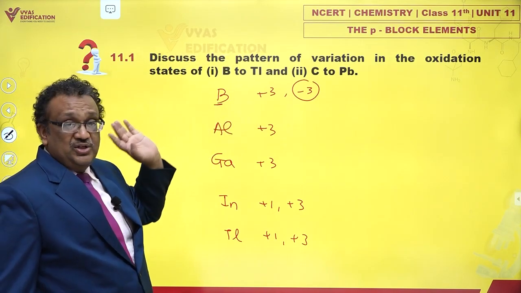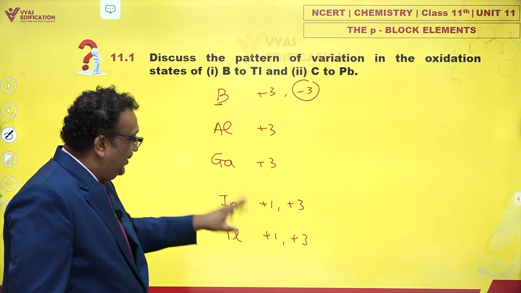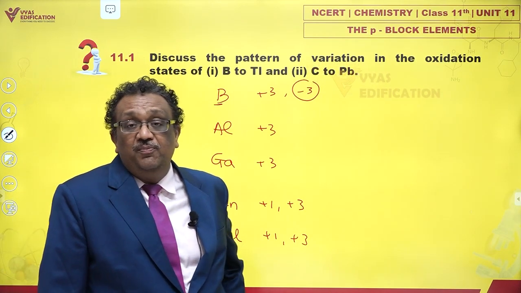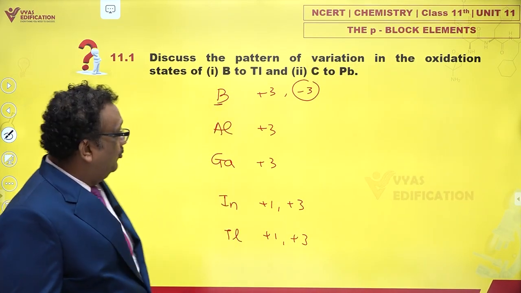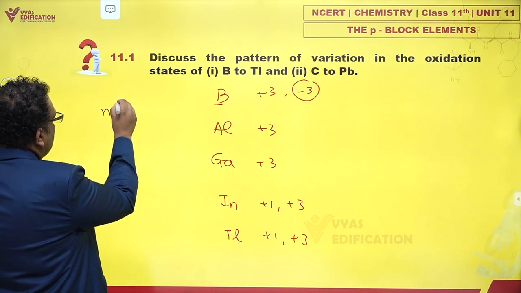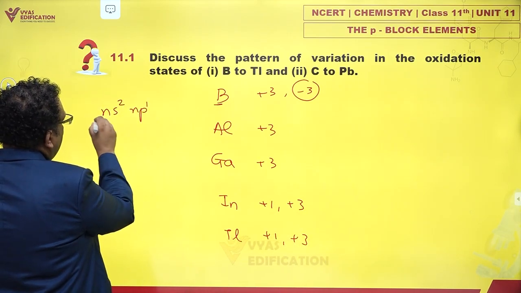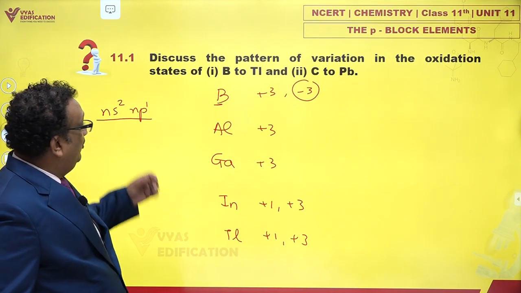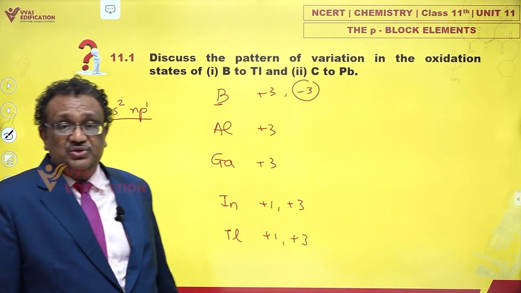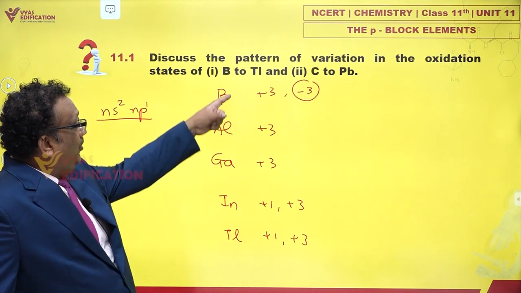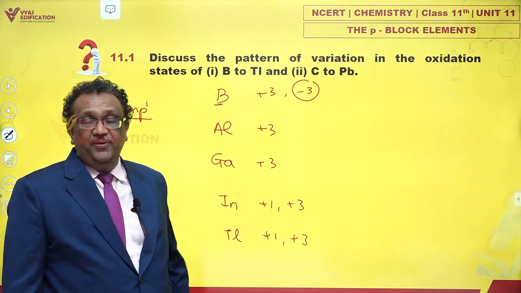This is one variation. Everybody is showing +3. Why are they showing +3? They are showing +3 because they have 3 electrons in the outermost orbit, ns2np1. This is the general configuration of group 13. And since these 3 electrons can be lost, they all show a common oxidation number of +3.